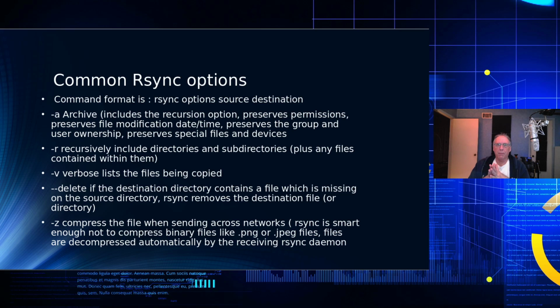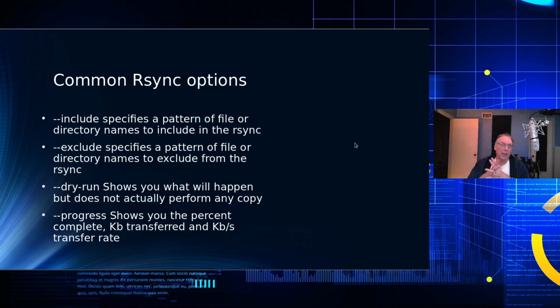If you know much about compression algorithms, when you're compressing binary files, you get unintended results. Instead of getting a smaller file, you end up with a larger file. So Rsync is smart enough to recognize binary files, and it will not compress.